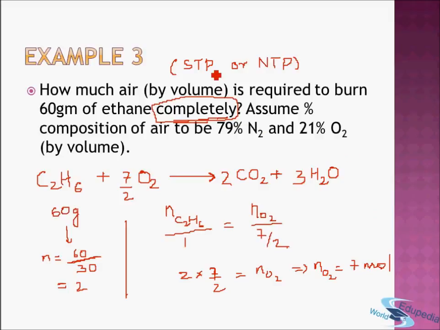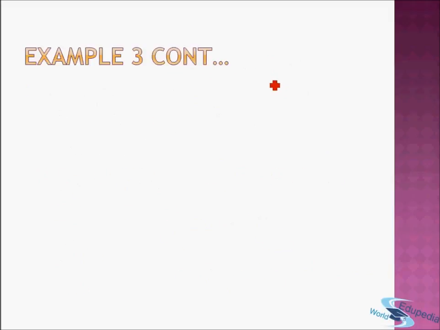So we have assumed the condition to be STP or NTP. Once we do that, we can calculate volume. n is equal to V by 22.4. Moles of oxygen is 7. Oxygen is a gas, so we can directly use this formula: V divided by 22.4.